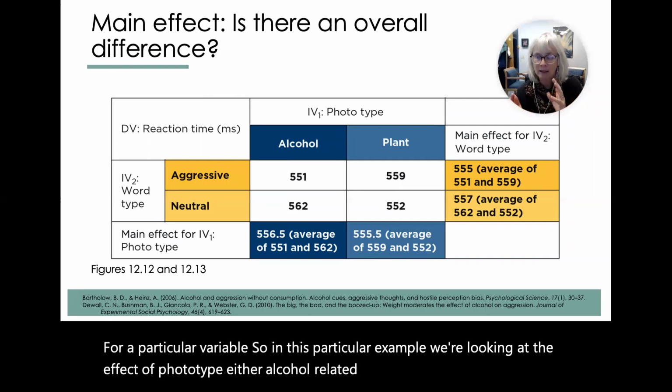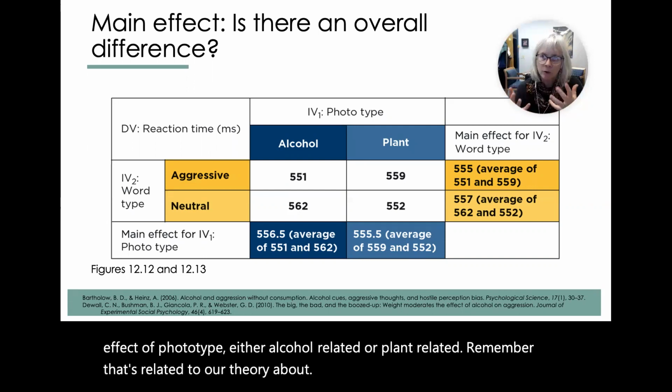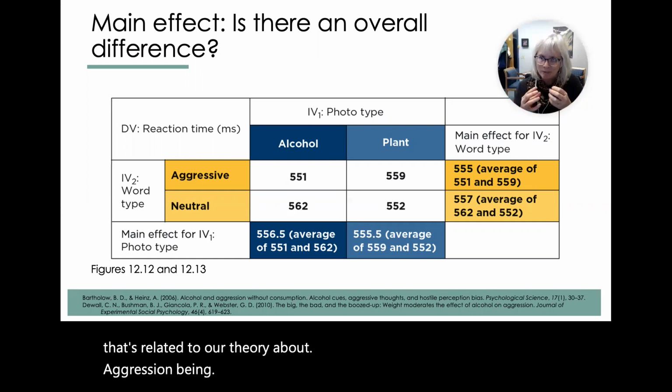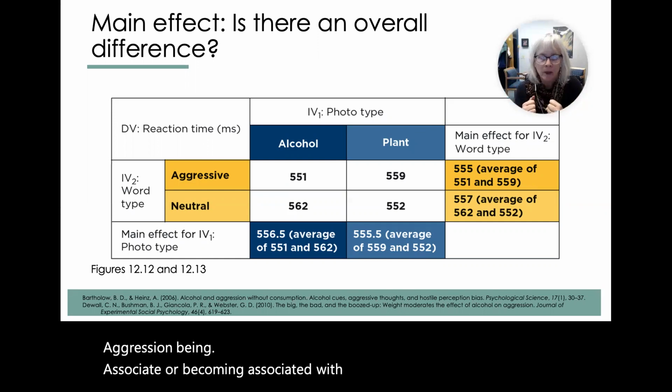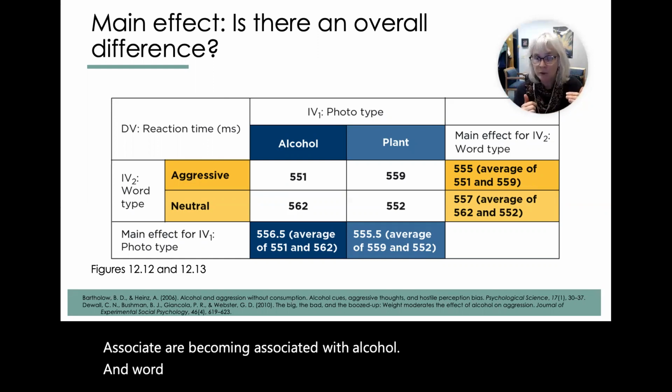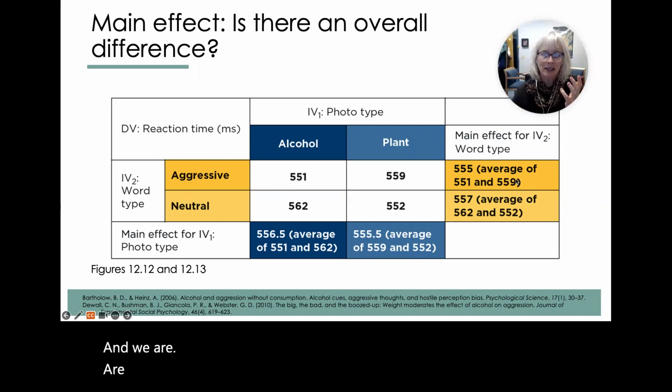In this particular example, we're looking at the effect of prototype, either alcohol related or plant related. Remember, that's related to our theory about aggression becoming associated with alcohol. And word type, aggressive versus neutral. We are seeing very little difference here or here, right? So no effect in this particular experiment.